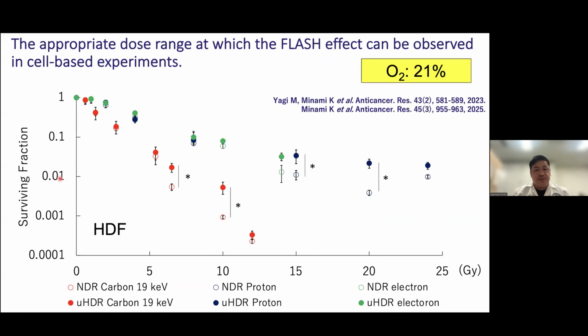So this graph compares the cell survival dose rate for skin cells using the three radiation types. Red is the carbon ion, the blue represents the protons, and the green represents the electrons. It's highly interesting that the sparing effect appears at a certain dose level. For example, for carbon ion, we can observe the flash effect from 6.5 gray to 10 gray.